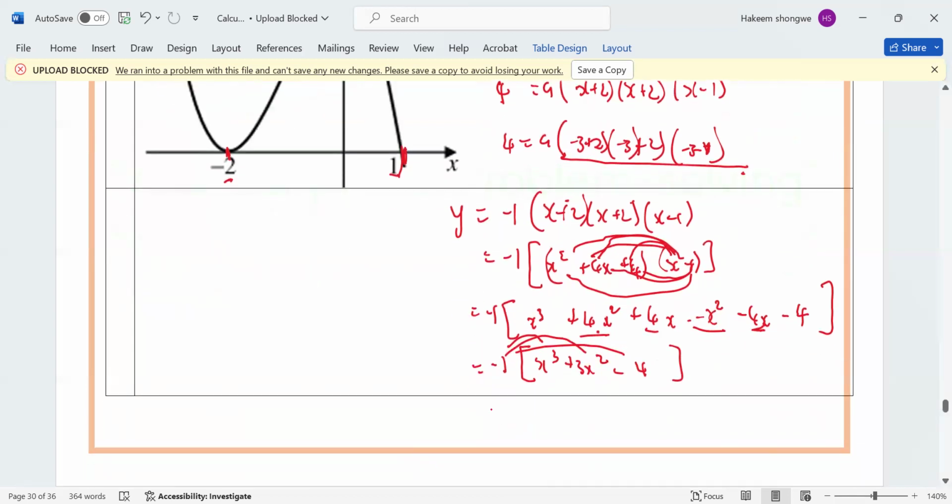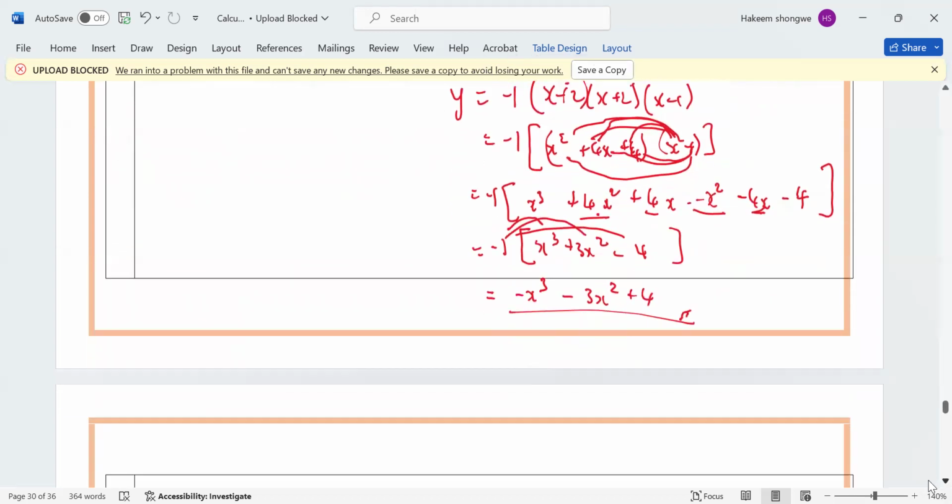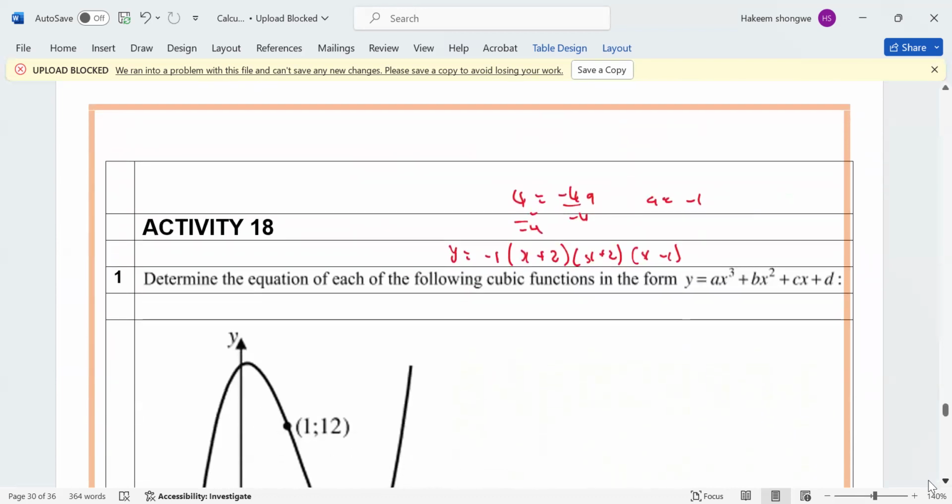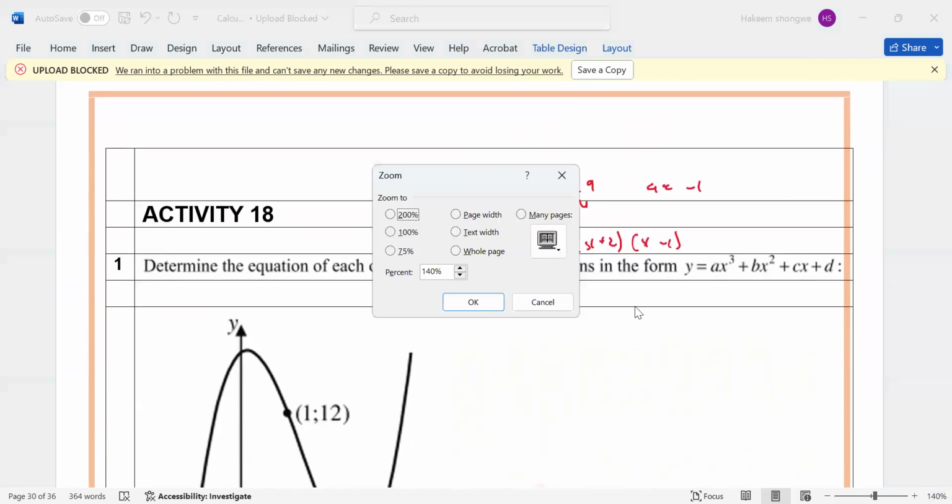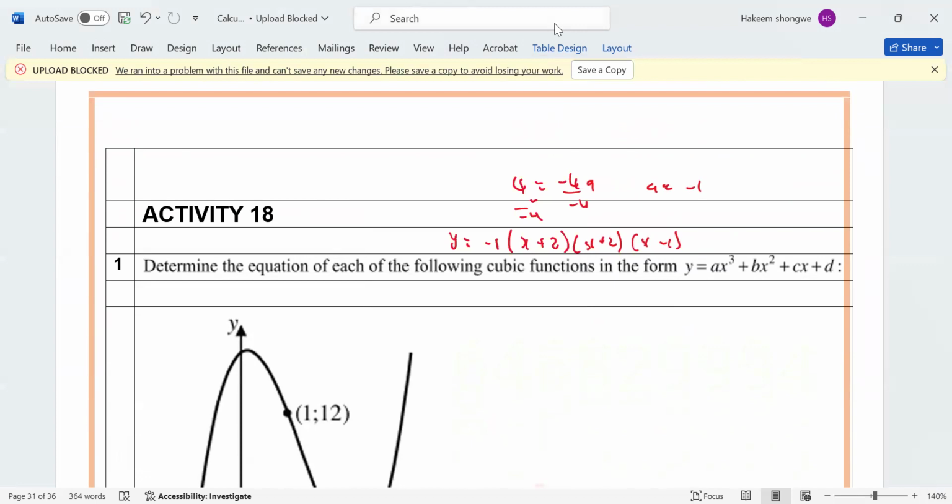General algebra. What is your equation? It's minus 3x squared. Minus 3x squared. Yeah, this is going to be the equation of that graph there. And then after you've done this, then you can come into this activity here. Activity 18. Yeah, come into activity number 18. You can try this one as a class.